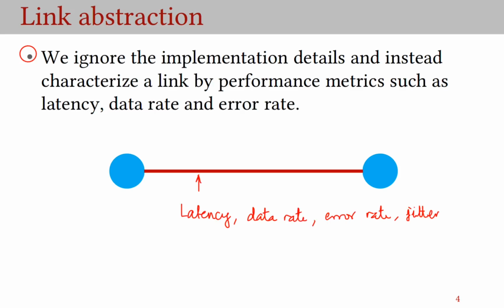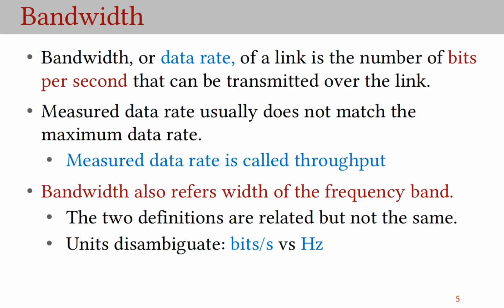The performance of a network is important because it strongly affects the performance of networked applications. Bandwidth is one of the fundamental performance metrics. It is also called data rate. Bandwidth of a link is the number of bits per second that can be transmitted over the link. Advertised bandwidth usually corresponds to the maximum value. Therefore, the measured data rate is usually lower than the specified bandwidth. The measured data rate is called throughput.